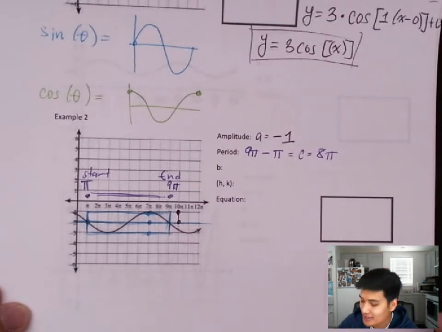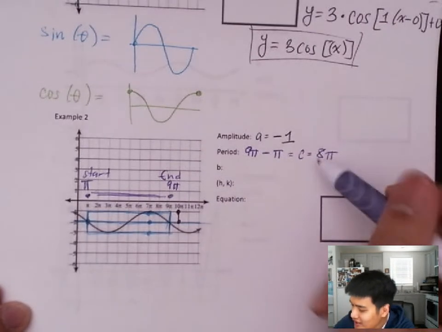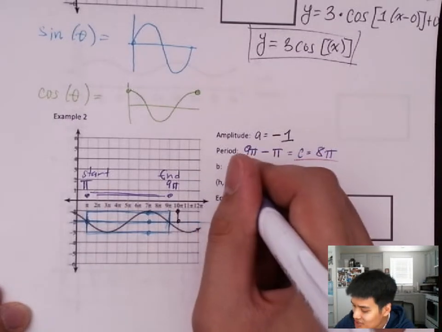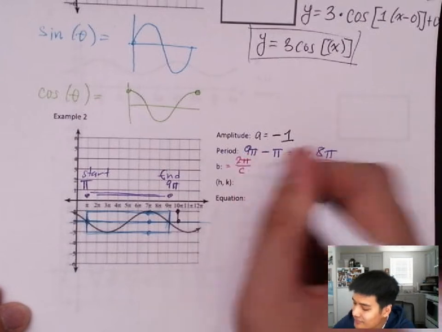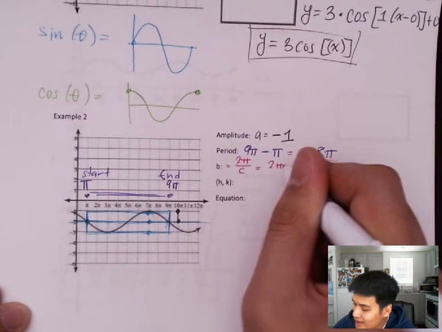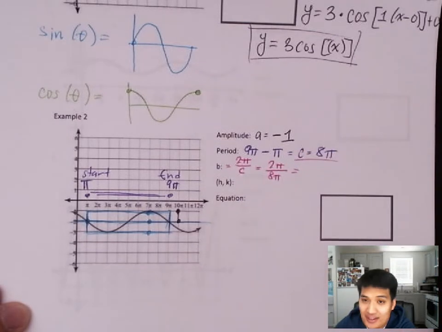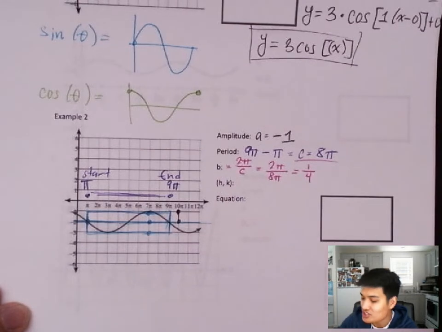Okay. And then to find the b value, we already have our c value, and we need to use that for our equation, which is, remember, 2 pi divided by c, which in this case we get 2 pi divided by 8 pi, and if we simplify this further, we end up getting 1/4. So that's going to be our b value here.